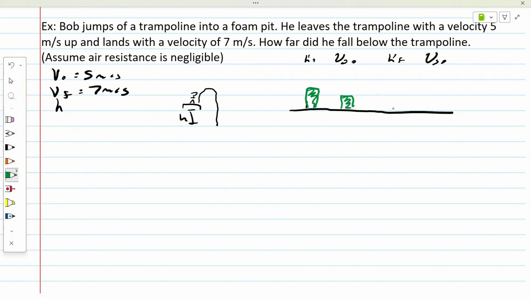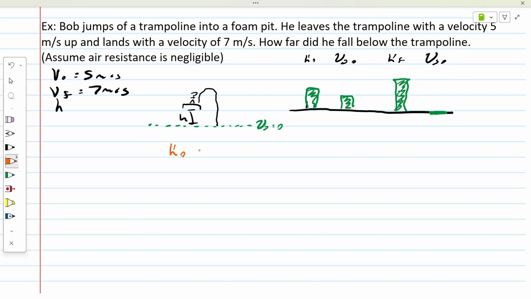And then we know he'll have some final kinetic energy because he lands with 7 meters per second. But if we define the ground or the foam pit as the potential energy equaling 0, that's the reference point, then there'll be 0 potential energy at the end. And so all of this initial potential energy is converted to kinetic energy, and that's how we can find the height. So let's start with our equation.